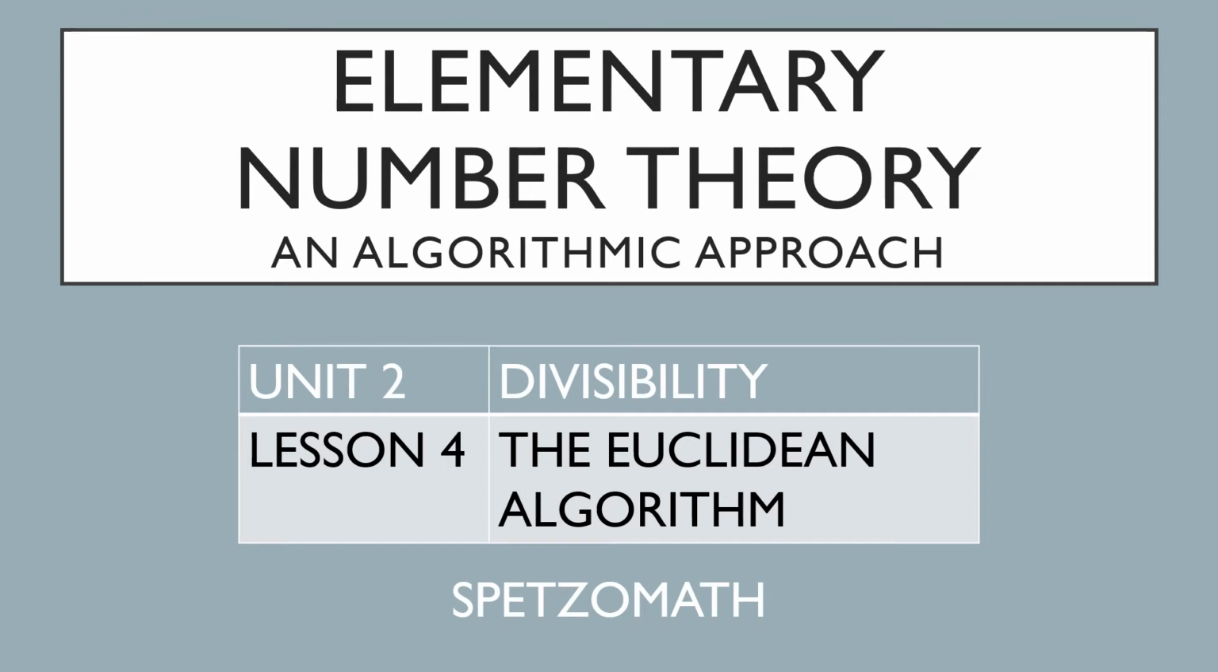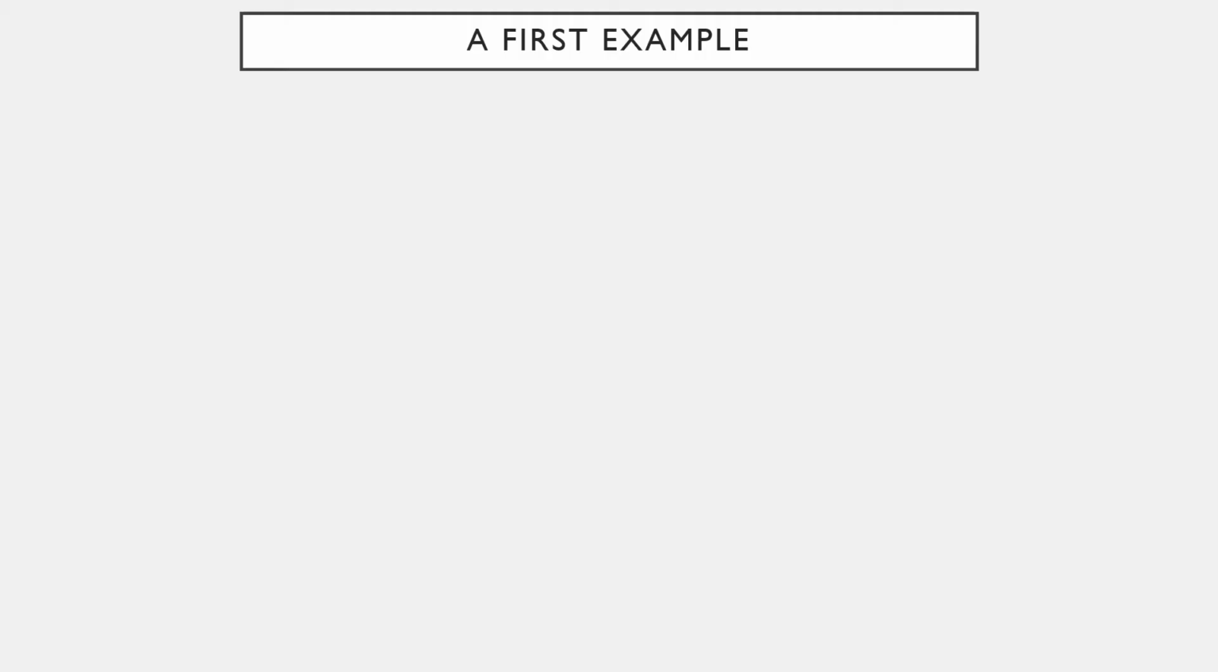Having defined what the greatest common factor of a set of numbers is, we're going to learn a nice way to compute it called the Euclidean algorithm. The Euclidean algorithm is going to be very important for us moving forward. So here's an example. Can we find the greatest common factor of 126 and 1960?